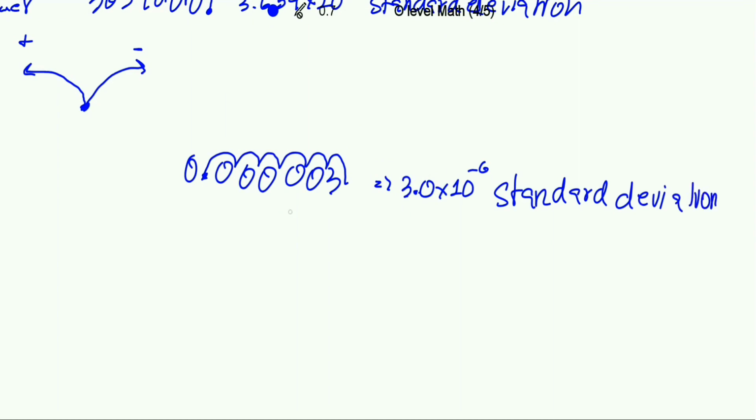Obviously you must have understood regarding indices, the laws and all that. If two same bases are being multiplied, the power will add up, and if the two same bases are being divided, then the power will get subtracted. Good.